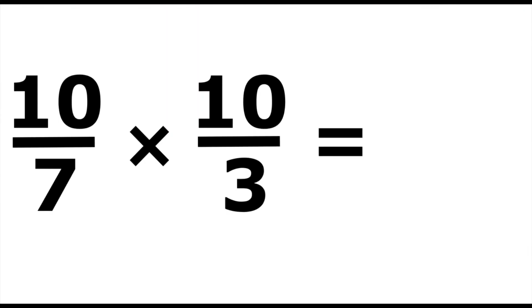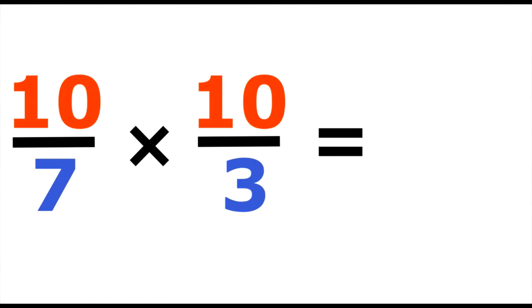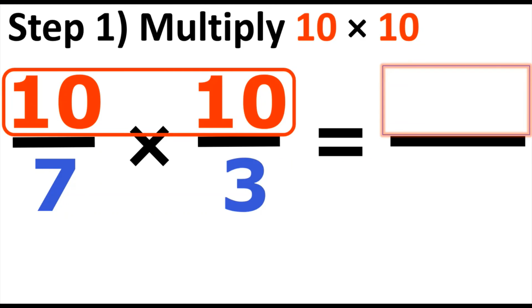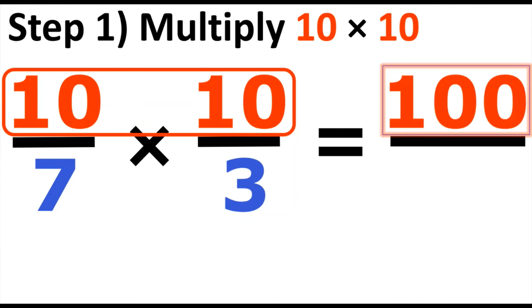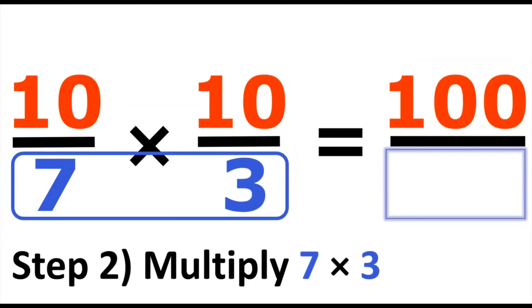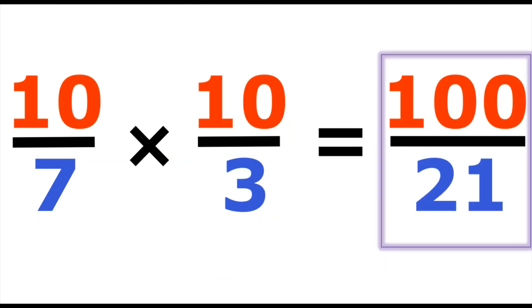Number 23, we have 10 over 7 times 10 over 3. We start up top and multiply straight across. So we have 10 times 10, which is equal to 100. At the bottom, we multiply straight across. So we have a 7 and a 3. So 7 times 3 gives us 21. So the answer is 100 over 21.